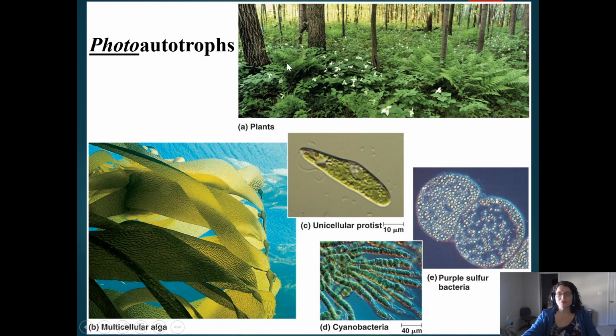There are chemoautotrophs. We're not going to go into those right now, but photoautotrophs are things like the plants that we've been learning about in Lab 11, but also say in a bacteria, algae, protists, sulfur bacteria. All these things do photosynthesis and are photoautotrophs.